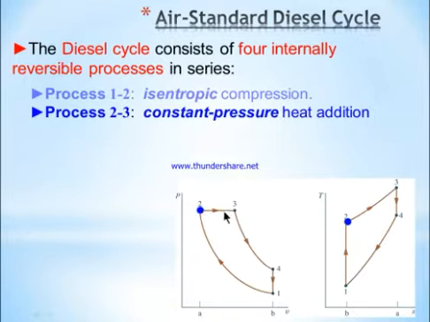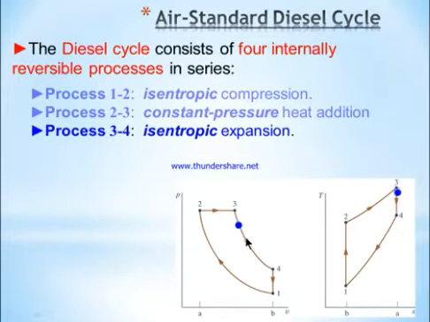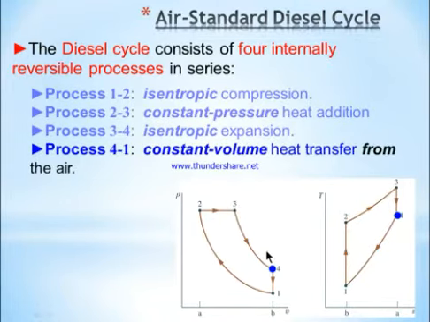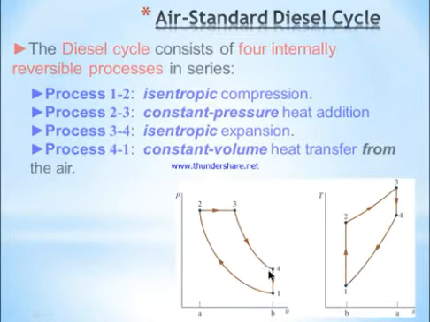Here heat is added at constant pressure. In the Otto cycle heat is added at constant volume, but here heat is added at constant pressure. The third process is isentropic expansion. Here air is isentropically expanded, and entropy at state 3 is equal to entropy at state 4. And the fourth process is constant volume heat transfer from the air. Here heat is removed from the air at constant volume. And this is all about the processes that take place in the diesel cycle.